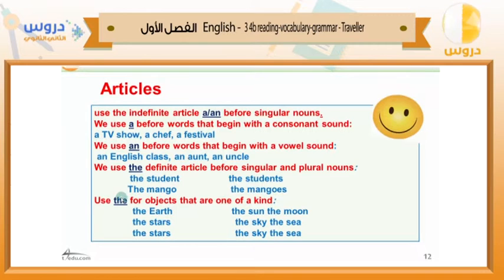But what do we mean by this? We use the always for objects that are one of a kind. There is only one of them. So we don't say earth, we say the earth, the star or the stars, the sun, the moon, the sky, the sea, and so on. One of a kind, there's one of them.